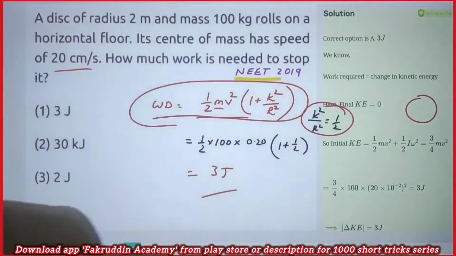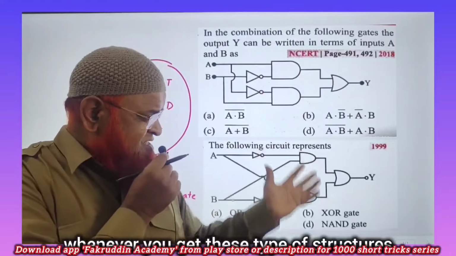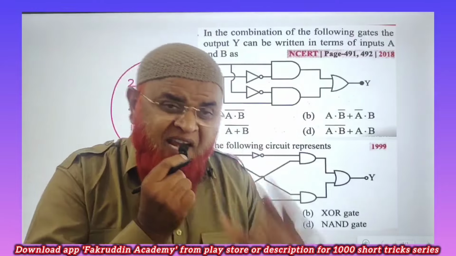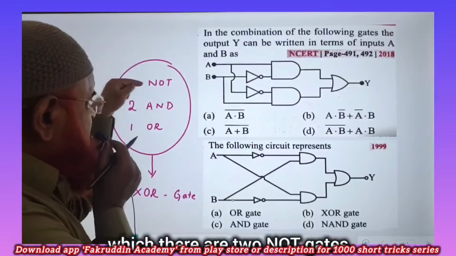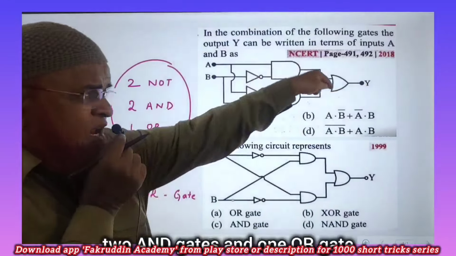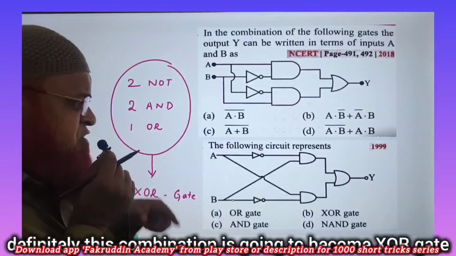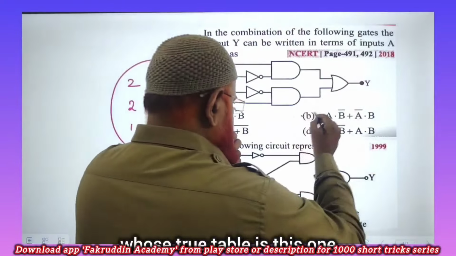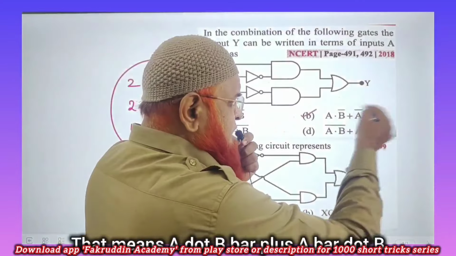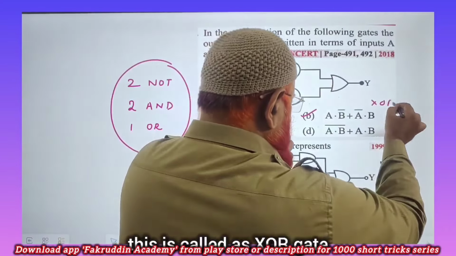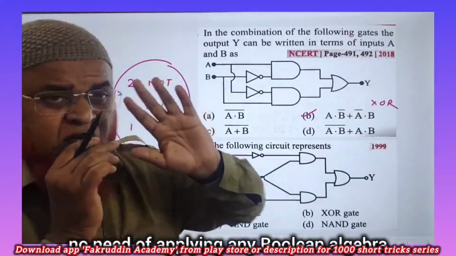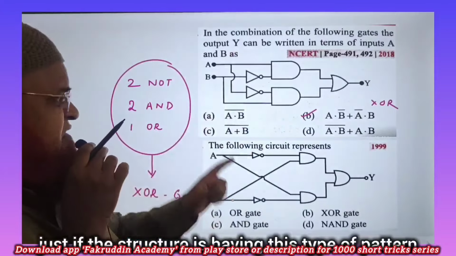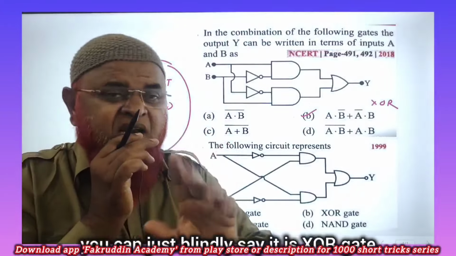My dear students, whenever you get this type of structure which was asked in NEET 2018 and 1999, whenever you find a structure in which there are 2 NOT gates, 2 AND gates and 1 OR gate, definitely this combination is going to become an XOR gate or exclusive OR gate, whose truth table is this one. That means A dot B bar plus A bar dot B, this is called an XOR gate. The shortcut is no need of applying any Boolean algebra or anything else, no truth table is required. If the structure has this type of pattern, you can just blindly say it is an XOR gate.